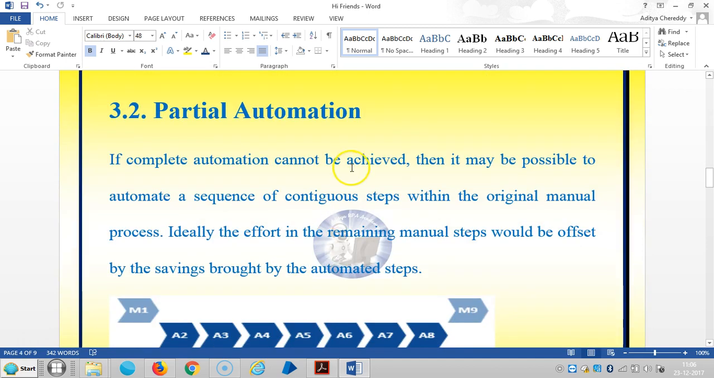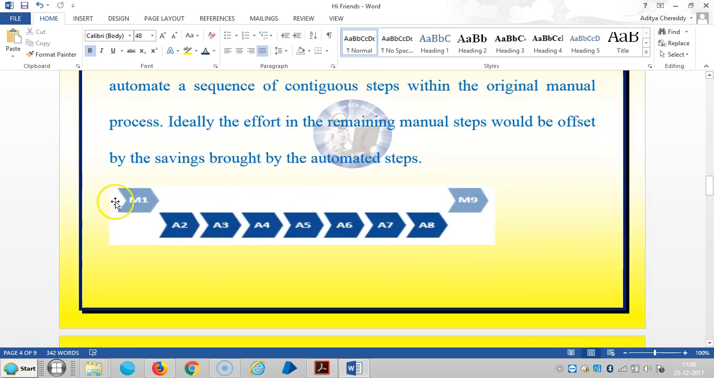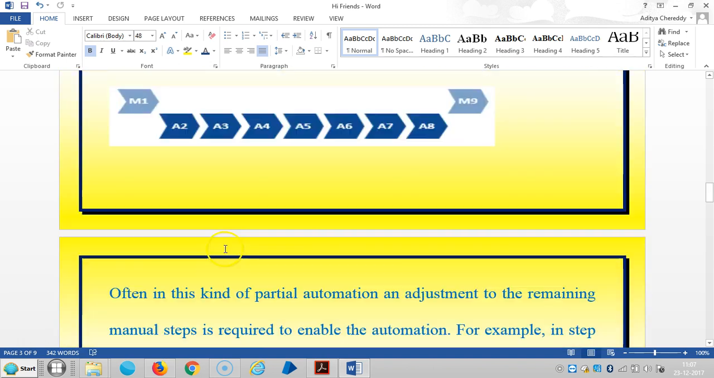Partial automation means if a complete solution cannot be achieved, then it may be possible to automate a sequence of contiguous steps within the original manual process. Ideally, the effort in the remaining manual steps would be offset by the saving brought by the automated steps. So if you observe here, only a few steps are left, M1 and M9 manual steps, and steps 2, 3, 4, 5, 6, 7 and 8 become automated. We'll call it partial automation.